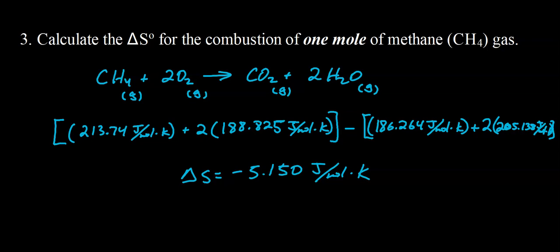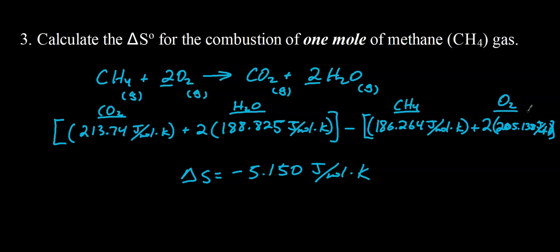All right, so here is our setup. This is the absolute entropy of carbon dioxide, 213.74 joules per mole Kelvin. This is the absolute entropy of gaseous water vapor, and we have 2 moles of water produced in this reaction, and so we need to multiply the value by 2. This is the absolute entropy of methane, and then we have 2 moles of oxygen gas. So we're going to multiply the absolute entropy of oxygen by 2. Products minus reactants.